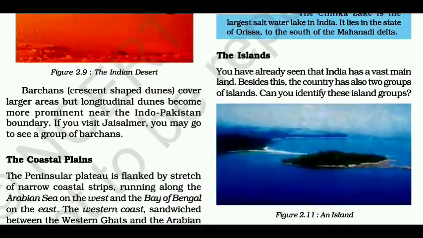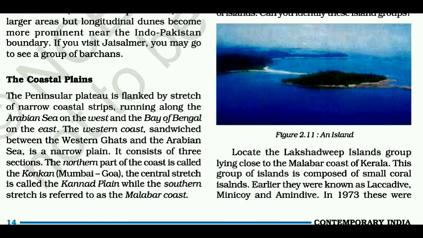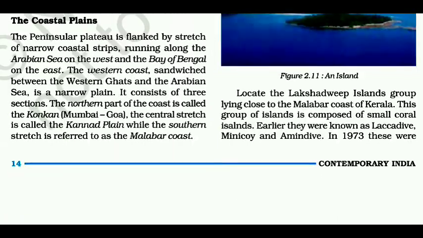Streams appear during the rainy season. Soon after, they disappear into the sand as they do not have enough water to reach the sea. Luni is the only large river in this region. Barchans, crescent-shaped dunes, cover larger areas, but longitudinal dunes become more prominent near the Indo-Pakistan boundary. If you visit Jaisalmer, you may go to see a group of barchans.